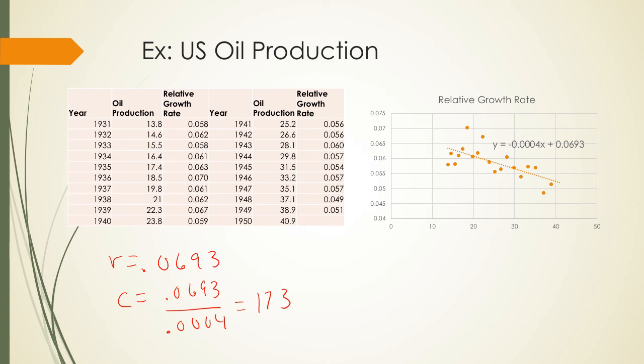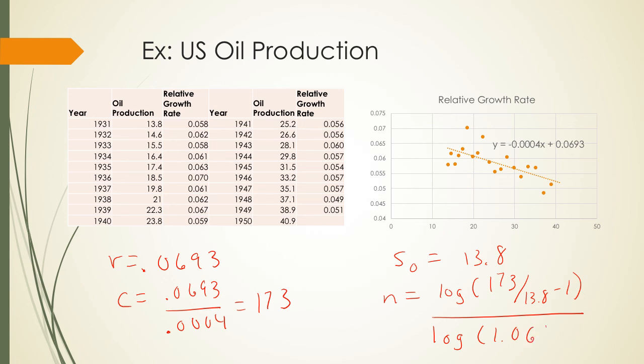Now let's compute the time to peak flow. Using S0 equal to 13.8, we get that the number of time steps is equal to the log of 173 divided by 13.8 minus 1, all over the log of 1.0693. This comes out to be 36.5. In other words, this model predicts that the U.S. peak oil production would occur in approximately 1967, 36.5 years after 1931.